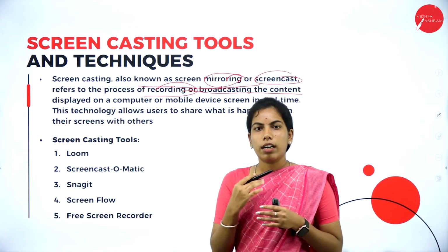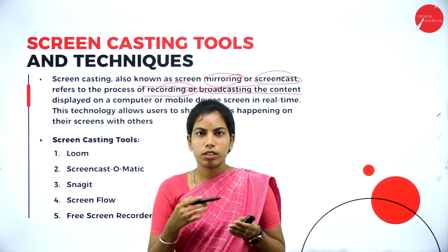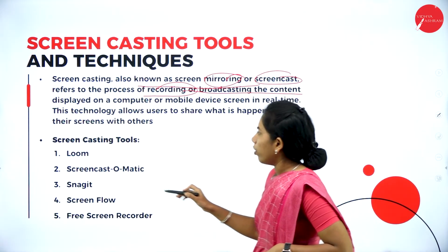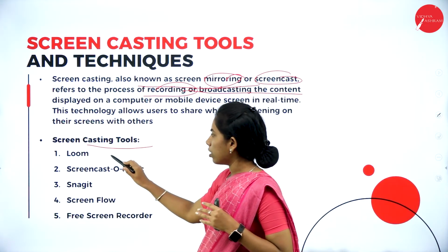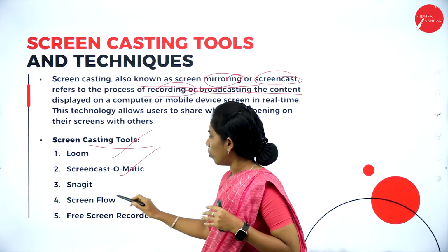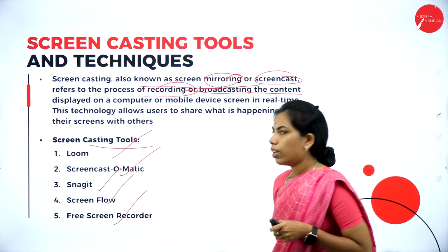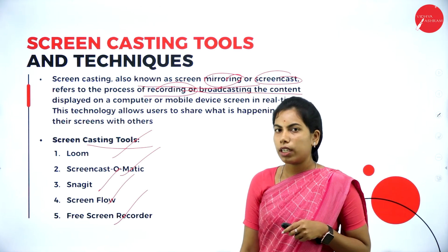So we can deliver contents like education, especially education, or Zoom meetings. So like that they can deliver the contents. And also we can see some of the tools. What are all the tools we can see for screencasting? Like Loom, Screencast-O-Matic and Snagit, and also ScreenFlow and free screen recorders. These are some of the tools for screencasting, and also for techniques.